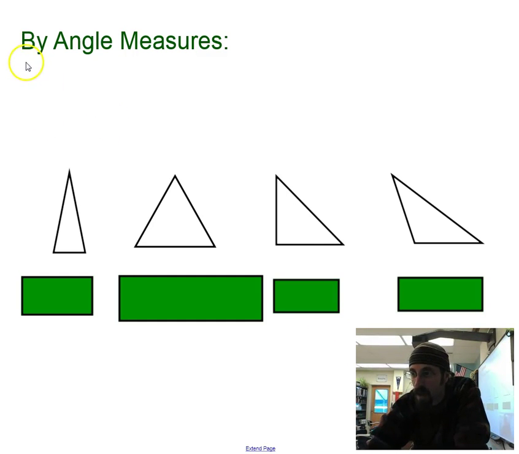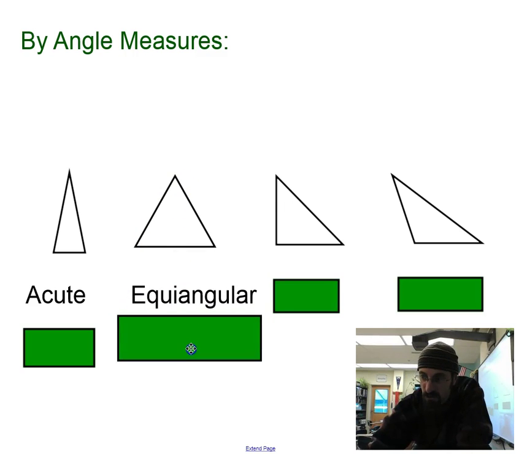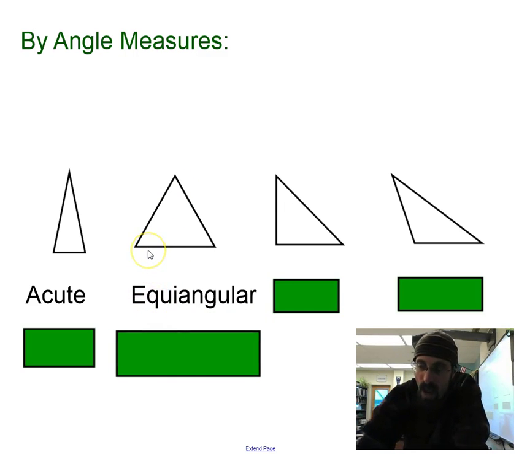Okay, now, what they want you to do is classify these 4 triangles by their angle measures. And the fact of the matter is, this one, what can you say? Well, it's definitely acute because all the angles are less than 90 degrees. How about this one here? Well, it's definitely acute, right? All the angles are less than 90, but it is also acute and equiangular.